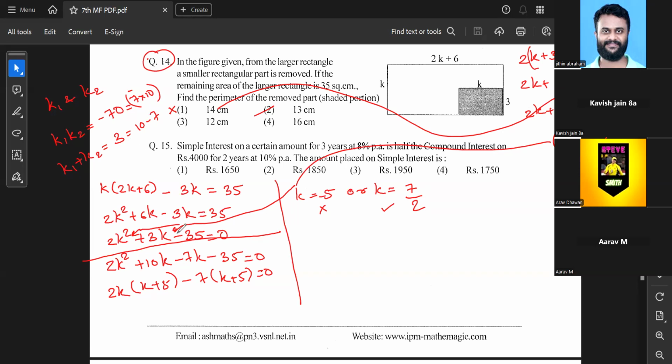And then how did that bracket come? Did you take it common? Yeah, I just took common. After taking common and solving this, I'll get 2k minus 7 as one bracket and the other bracket will be k plus 5 is equal to 0. From k plus 5, I get k is equal to minus 5. From 2k minus 7, I get k is equal to 7 by 2. Okay?